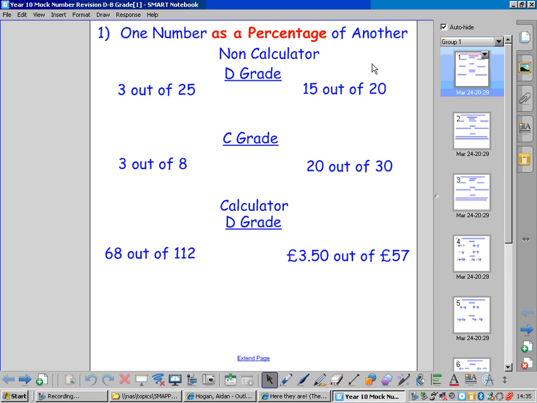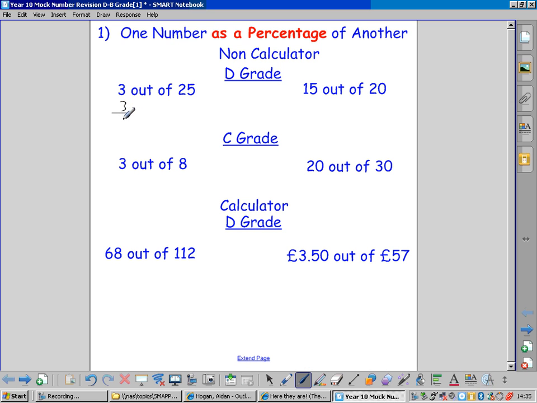Expressing one number as a percentage of another, if you haven't got a calculator, the first thing to try is to write it as a fraction and see if it scales up to a fraction out of 100. 100 divided by 25 is 4, so we're multiplying by 4. 3 times 4 is 12. 3 out of 25 is equivalent to 12 out of 100. If the denominator is 100, we can call it 12%.